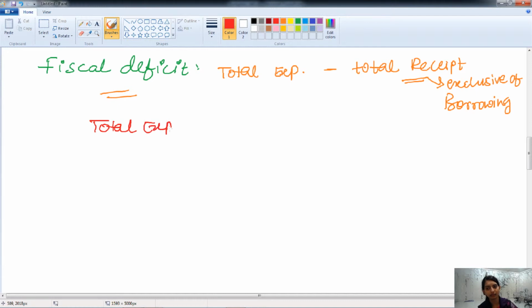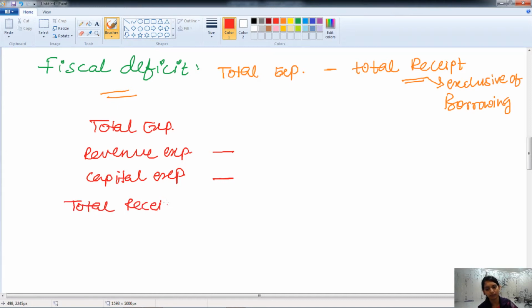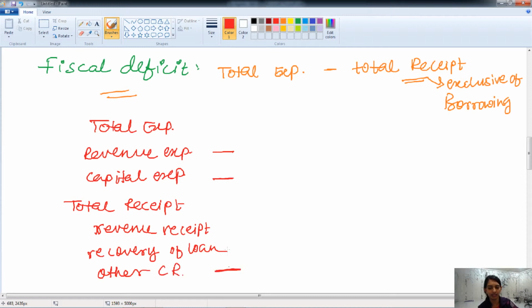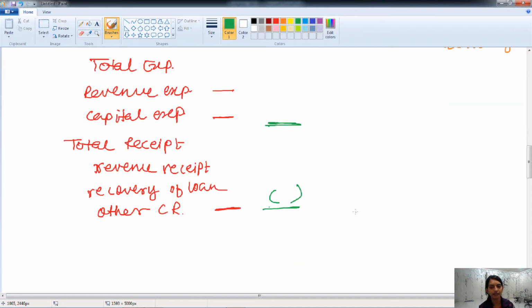We have total expenditure, which includes the revenue expenditure and the capital expenditure. Okay. Total expenditure, revenue expenditure and the capital expenditure, right? And total receipt, that is exclusive of the borrowing, includes the revenue receipt, the recovery of loan, and the other capital receipt. So when we do the summation of this, we get the total receipt. When we deduct the amount of total receipt from the total expenditure, we get the fiscal deficit.